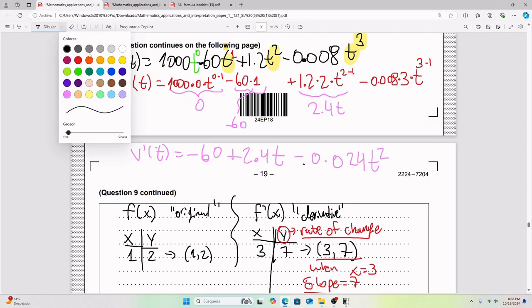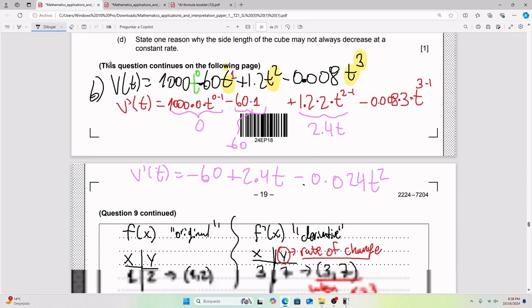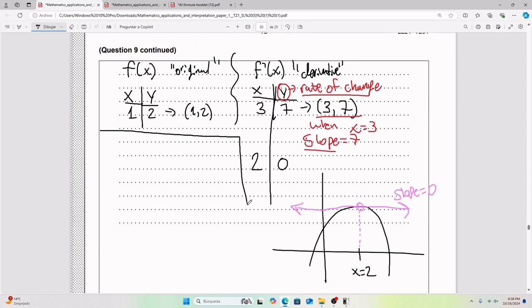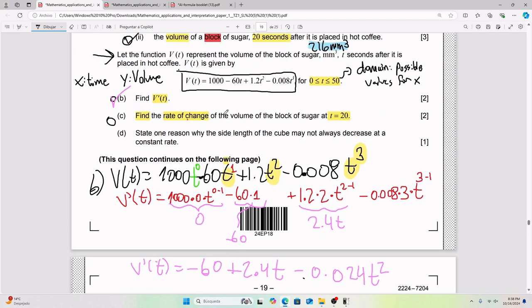So back to reality once again. These monologues where I teach random stuff, well, I'm sure it's useful, but videos end up being a little bit longer. So for part C, you need to find the rate of change of the volume of the block of sugar at t equals 20.